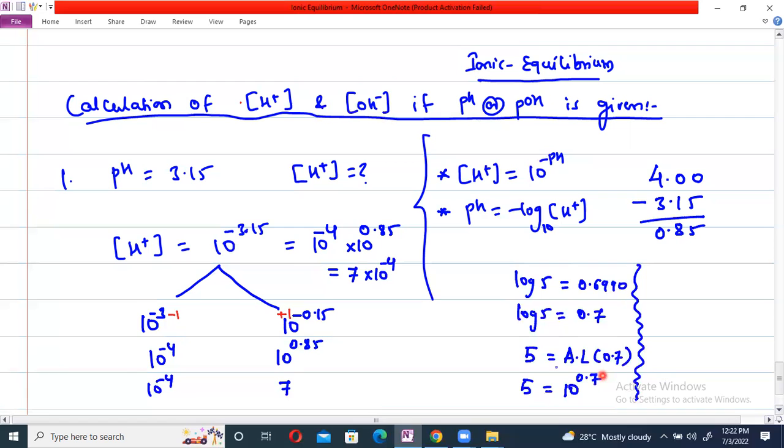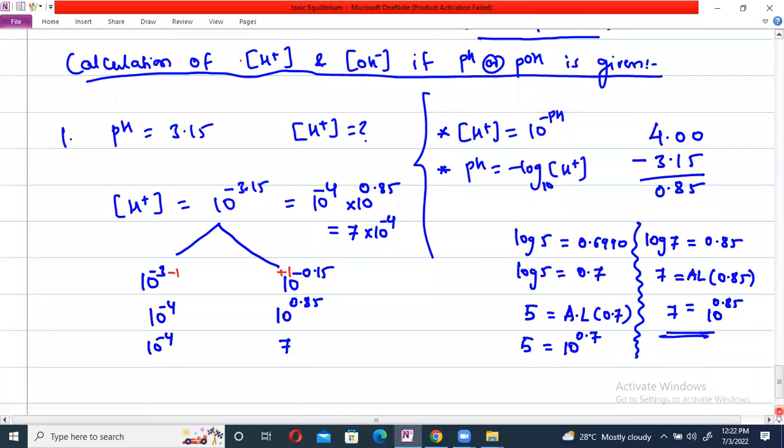In the same way, we are having log 7 value equal to 0.85. But when this log goes on this side, it becomes antilog of 0.85. Antilog of 0.85 can be written as 10 to the power of 0.85 and it becomes 7. So this is the answer we got, and hence it is just 7 into 10 to the power of minus 4 is the concentration of H plus when the pH is given 3.15.